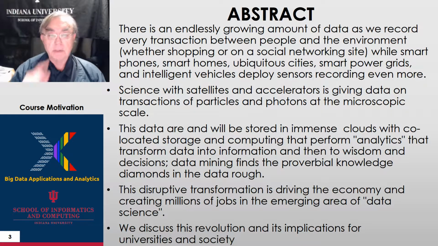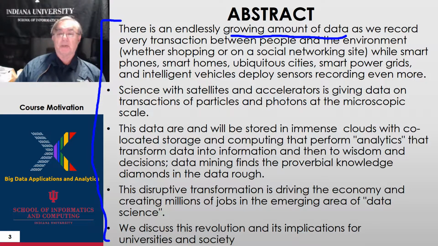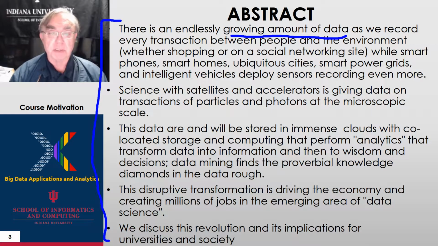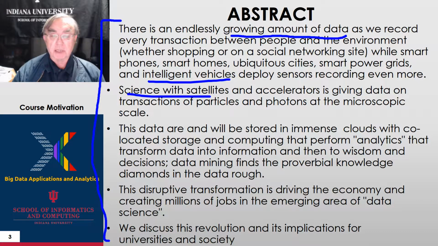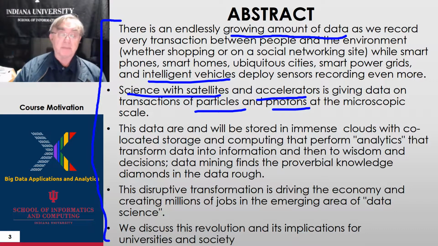So this is, if you like, the summary of this full unit, which has some 140 slides. And so we have all this data being gathered, and those data involve people and machines, machines talking to machines, people talking to machines, and vice versa, smartphones, smart homes, intelligent vehicles. We have science with satellites and accelerators, and particles and photons are interacting with each other. That's what, if you like, accelerators do. They look at not people interacting with machines or what have you. They look at particles interacting with particles.